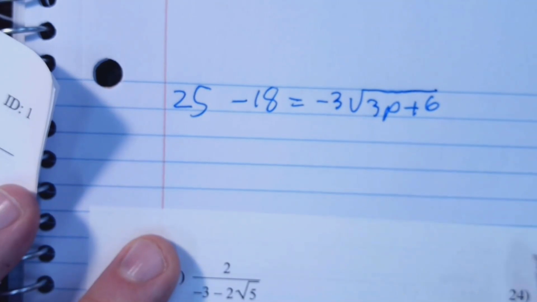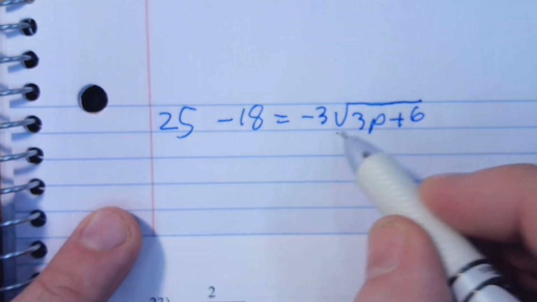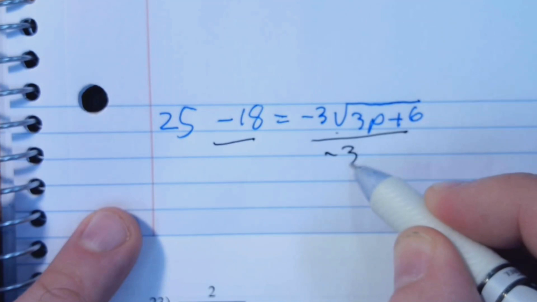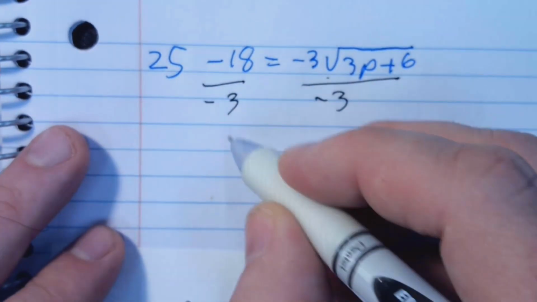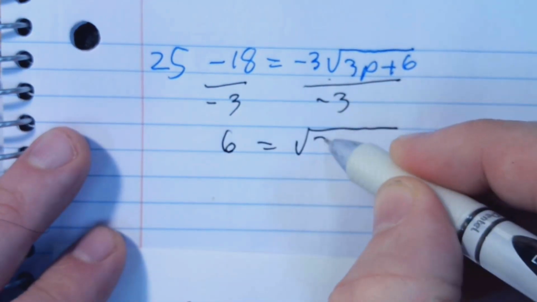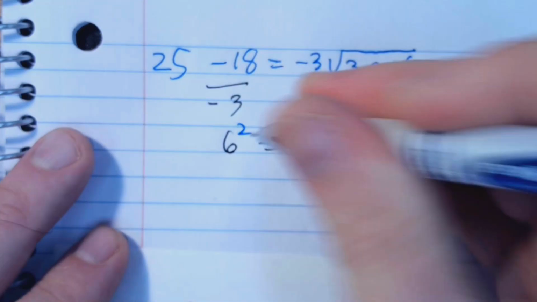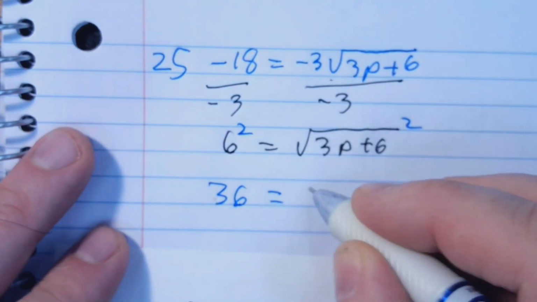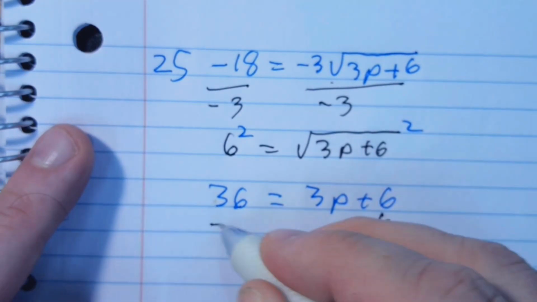Okay. First thing to do is get everything away from the radical. So this guy right here, this means negative 3 times. And so I'm going to divide both sides by negative 3. And so I'm going to change that into positive 6 equals radical 3p plus 6. The way to get rid of the radical is to square both sides. 36 equals 3p plus 6, minus 6.